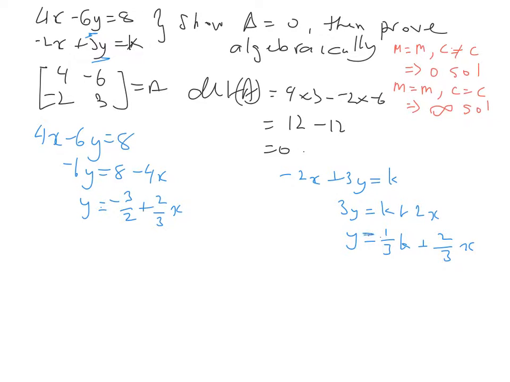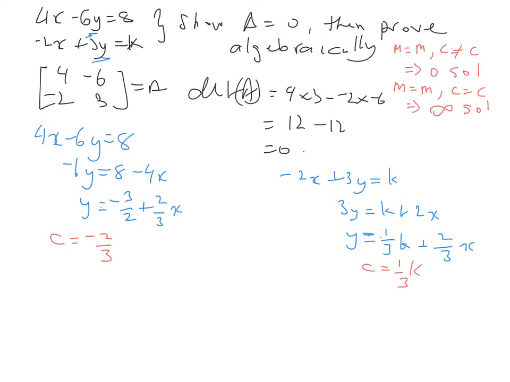So, let's have a look. The gradient here is 2 over 3, and the gradient here is 2 over 3. Okay, so the gradients are the same. So then we check out our y-intercepts. Our y-intercept here is -2 on 3, and our y-intercept here is 1 over 3k.